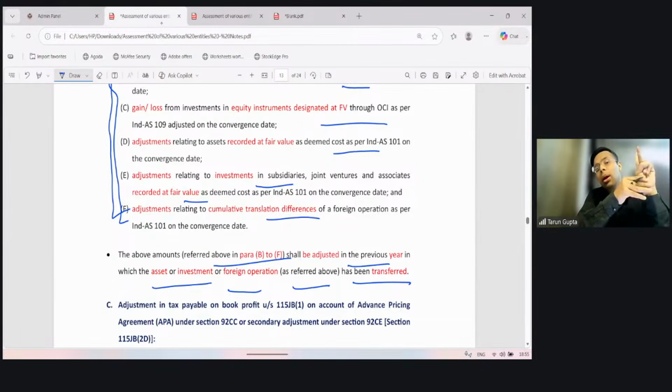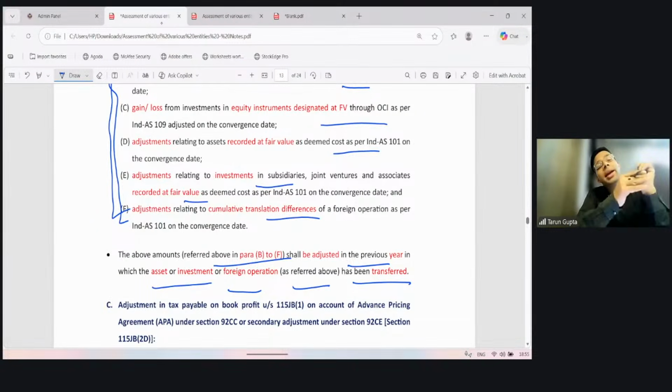One, the revaluation surplus, or any amount towards change in the value of equity instrument on account of designating it at fair value. Okay, these 2 amounts are considered for MAT in the year of transfer of the asset or equity instrument, as the case may be. Then if there is any amount debited or credited in the P&L account on account of distribution of non-cash asset to the shareholder and demerger, such amounts are also ignored.